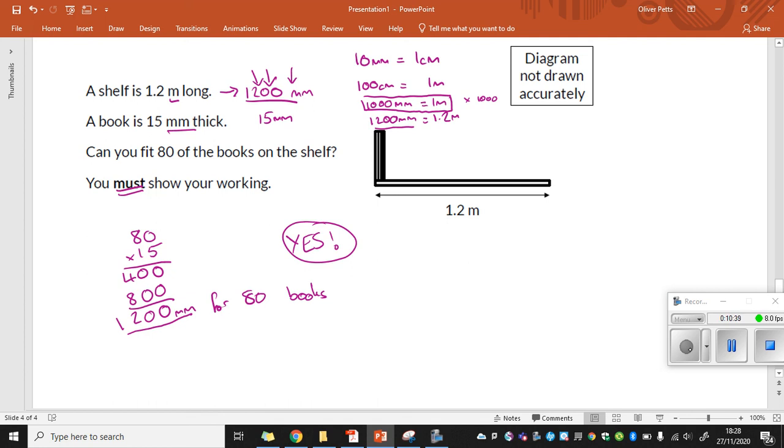Other ways of working out, I did mention that we could work in centimeters. So if you decided to work in centimeters, the shelf would be 120 centimeters long, and 15 millimeters is the same as 1.5 centimeters. So a little bit trickier because that is a decimal, but we could still work it out and see what's 80 lots of 1.5 centimeters, and we would actually end up with 120 centimeters as our answer. So that's it. So the answer is yes. It exactly fits on it, and that concludes the answers to the 4 problems.